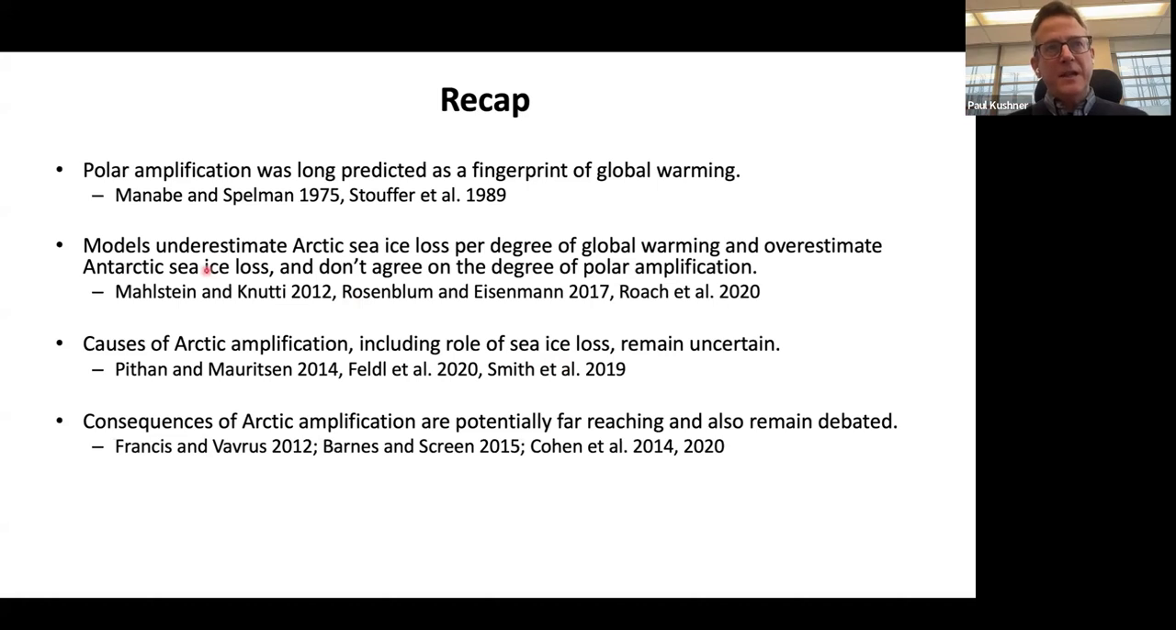So models underestimate Arctic sea ice loss per degree of global warming, and that still holds true for CMIP6 models, so all the way up to the most recent generation. And they actually overestimate Antarctic sea ice loss, but it's interesting because the Antarctic has suddenly started changing, and this statement could actually be modified in the coming years. We don't really know. And they don't agree on the degree of polar amplification. And finally, the consequences of Arctic amplification are potentially far-reaching and remain definitely a topic of debate.